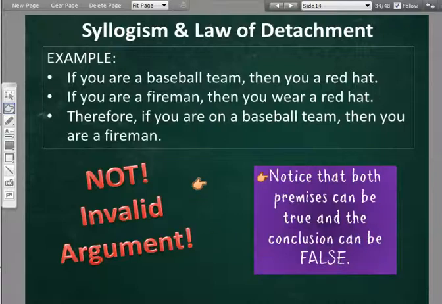Notice that both the premises can be true and the conclusion can be false. All right? And we know that not all baseball teams that wear red hats are firemen. That's how we know that it's an invalid argument. I mean, that's just common sense, and a lot of this syllogism is common sense.